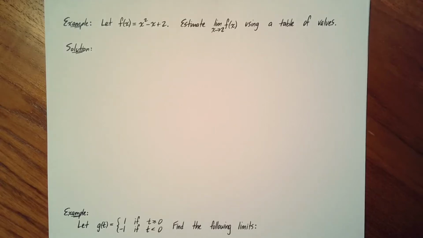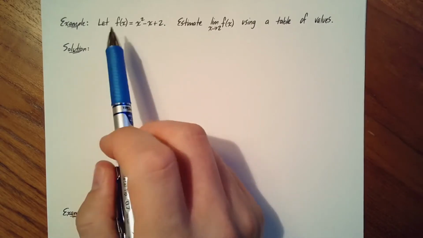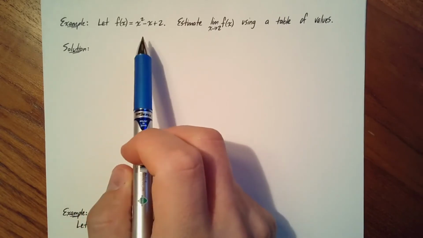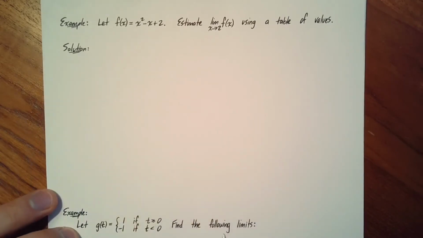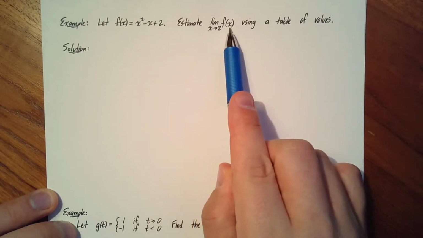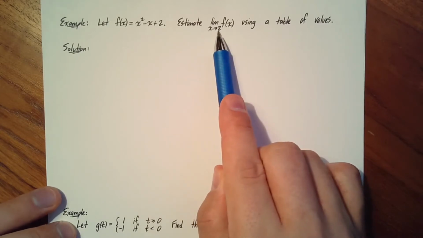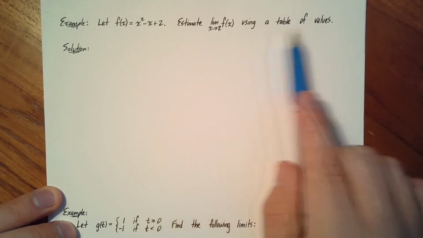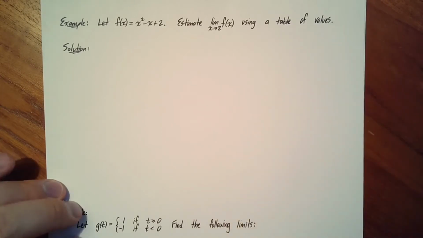Okay, so now let's look at an example that'll give us some insight into how this limit notation works, what it really means, and what it's really describing. We've got a function f of x equals x squared minus x plus 2, and we want to estimate the function's limit as x gets closer and closer to 2. It says to use a table of values. So here's what that means.